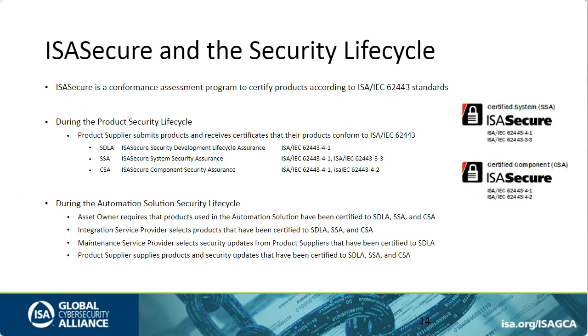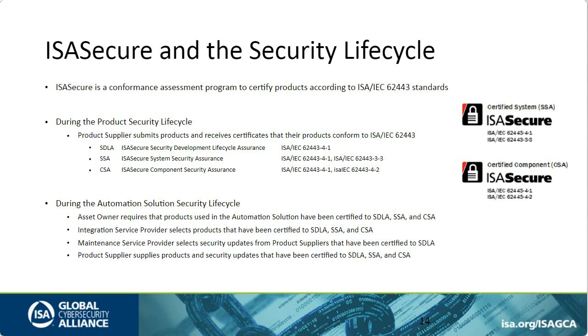There is a certification called ISA Secure that certifies that products are conforming to the 62443 set of standards. During the product security lifecycle, the product supplier submits products and receives certificates that their products conform to specific 62443 standards. There are 3 ISA Secure certification schemes currently available.